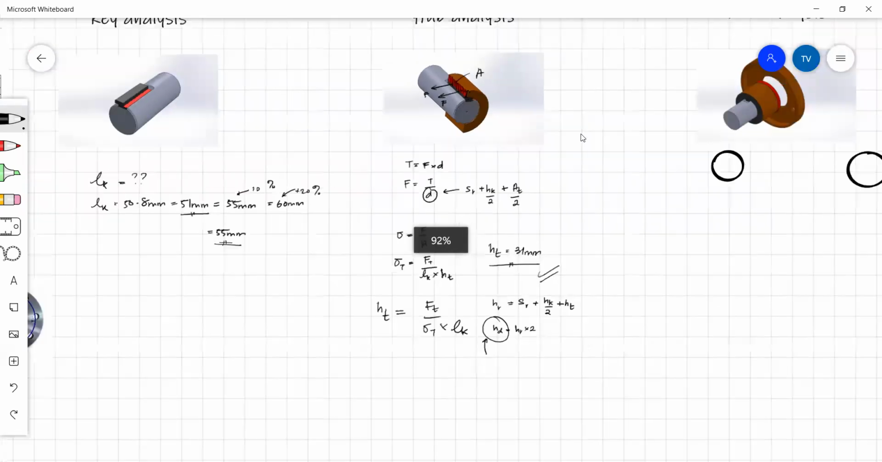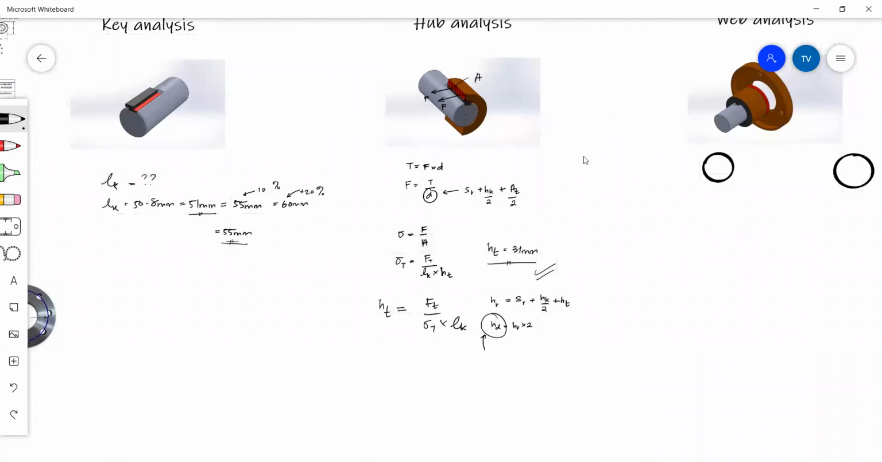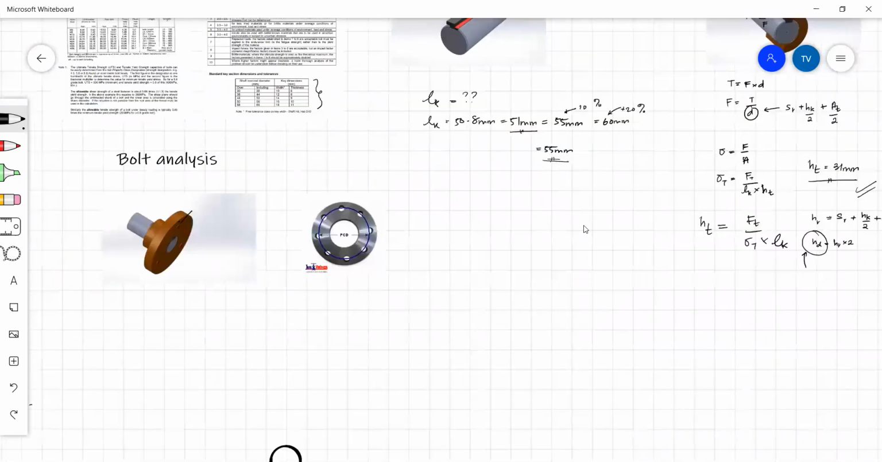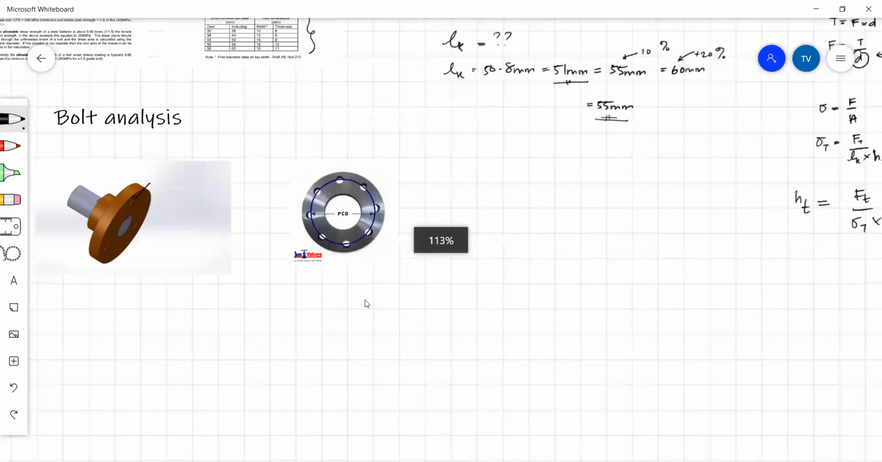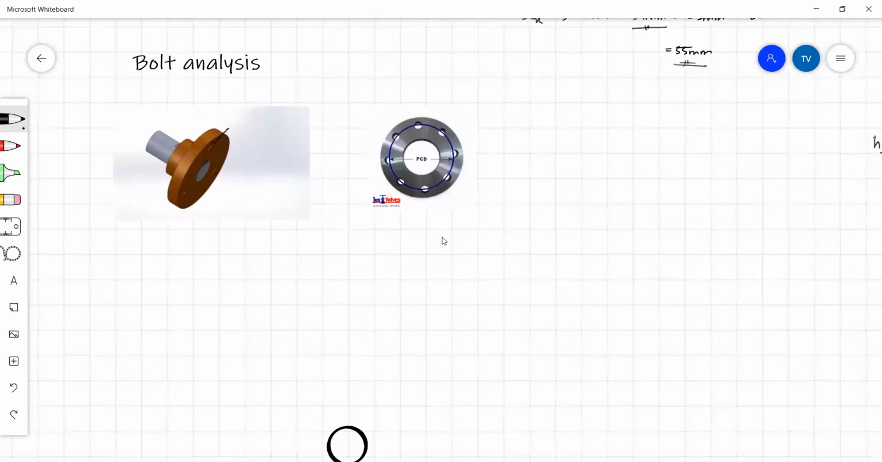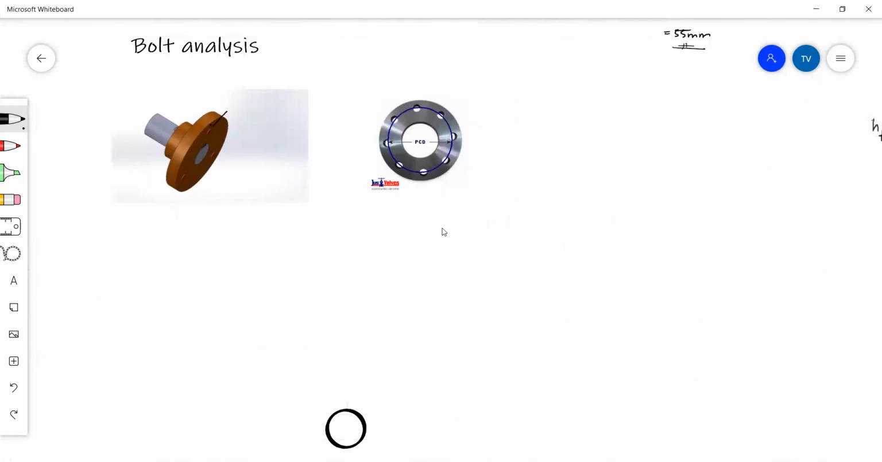All right. So I won't talk about the flange analysis or the web analysis because the web analysis is very simple. I'll talk about the bolt analysis now. Is that okay with you guys? Okay, great.